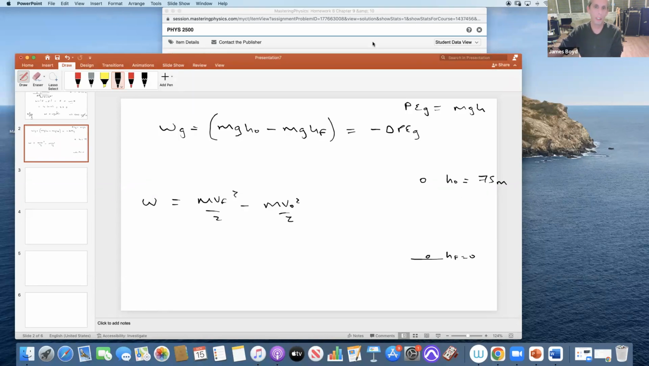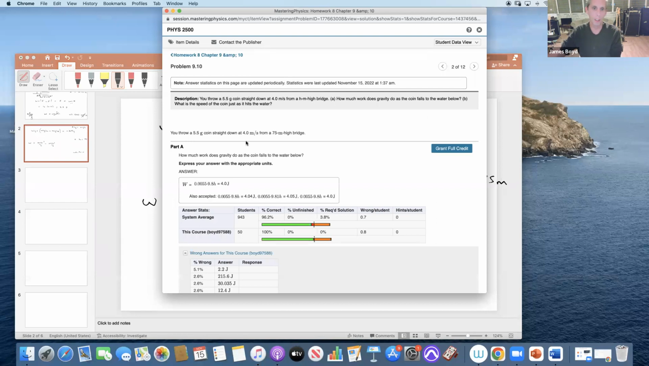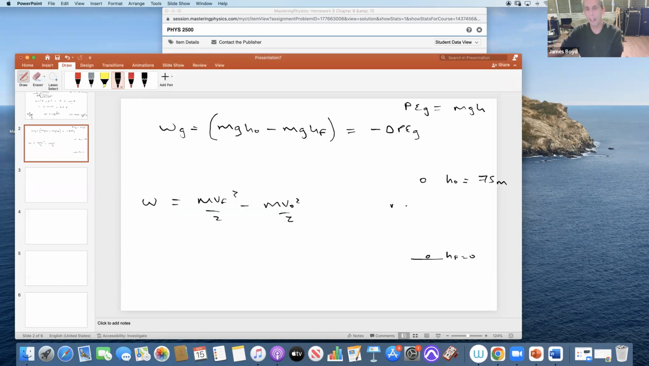Right now, we don't need to worry about this initial speed, and we don't need to worry, actually, we do need to worry about the mass. So the mass is 0.0055 kilograms, or 5.5 grams.